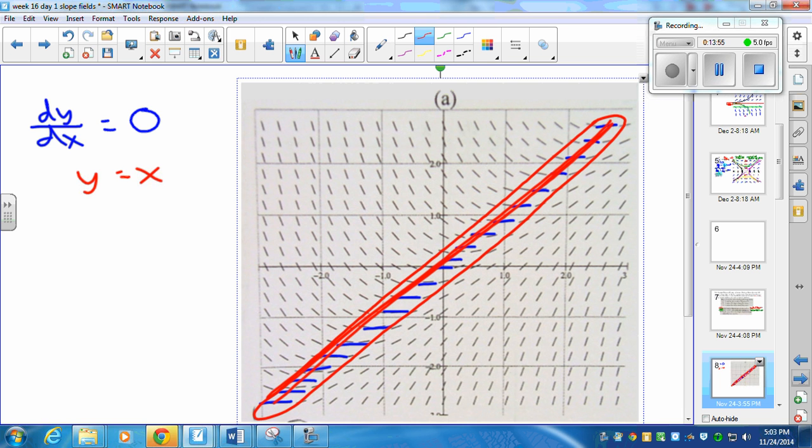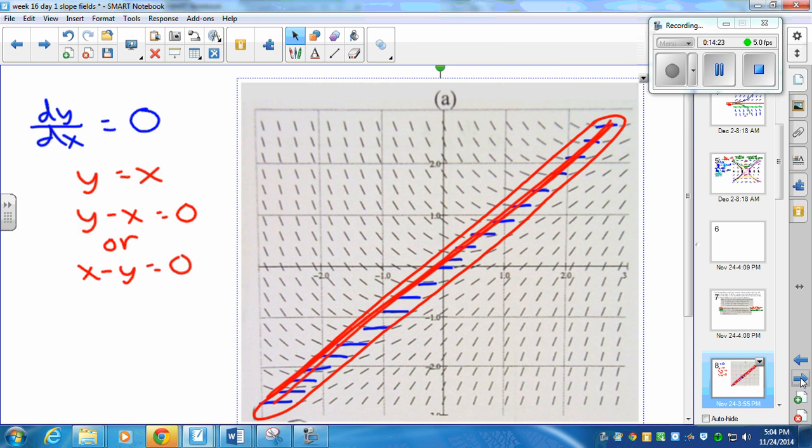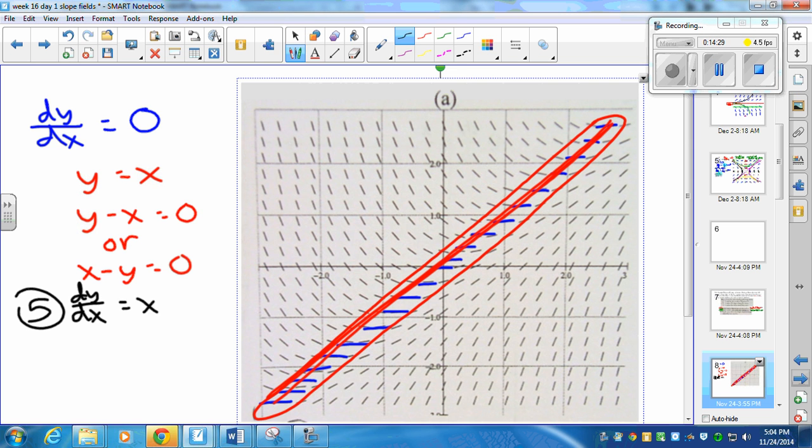So if that's the case, if y equals x, could I rearrange it and say maybe y minus x equals 0? Or could I say x minus y equals 0? Do you see how I just subtracted over either the y or the x? So I'm looking at a y minus x or an x minus y. And if you're going, uh-oh, which one is it? Well, one way to narrow it down is number 5 is the only one that says dy dx equals x minus y. So that's my prediction for it.